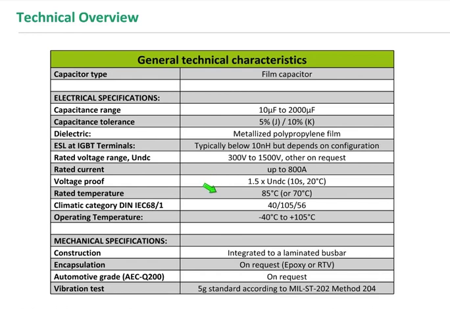The rated temperature of the whole design is 85 degrees. Our climatic category is 40 up to 105. So this means the operating temperature goes from minus 40 degrees up to 105 degrees.